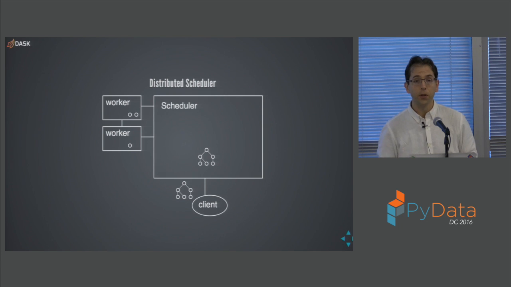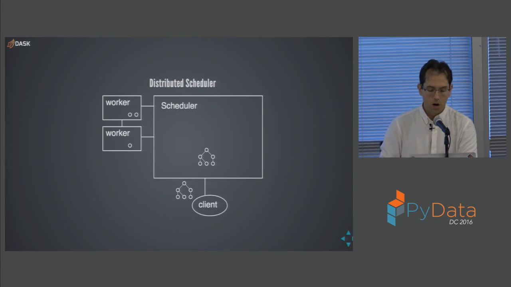So here's a distributed scheduler. There's one scheduler, there's a client, there's a couple of workers. The client authors a graph and sends that graph up to the scheduler. The scheduler looks at that graph and finds that there's 3 nodes that can run, and it balances them across its 2 workers. A worker finishes a couple of those computations, and it reports back to the scheduler.